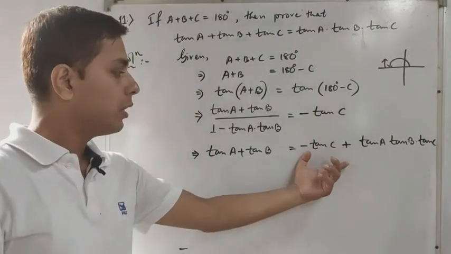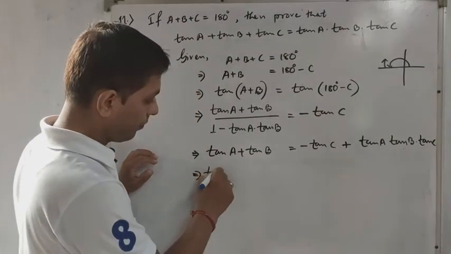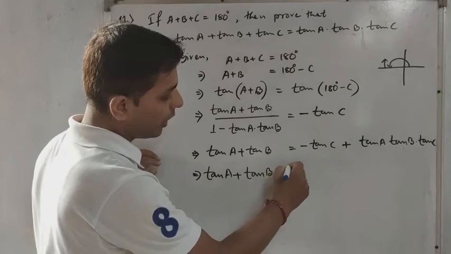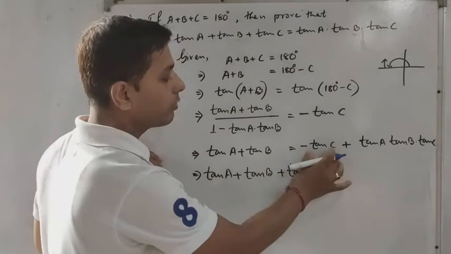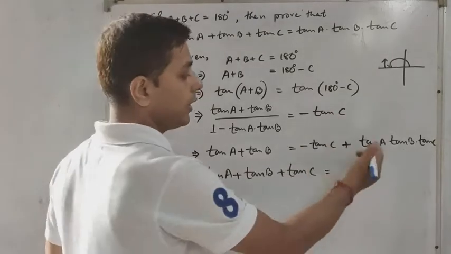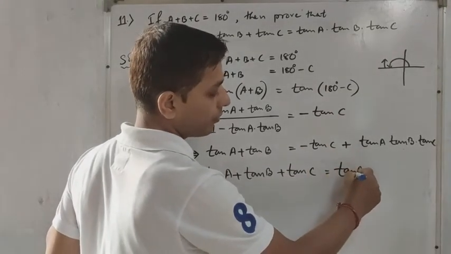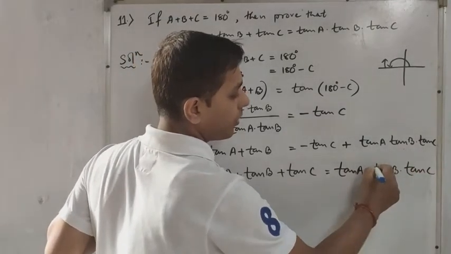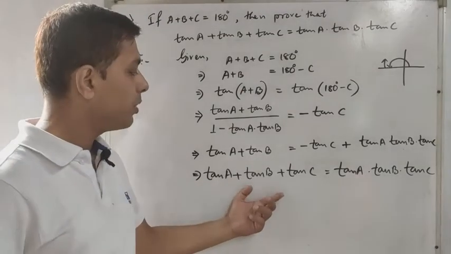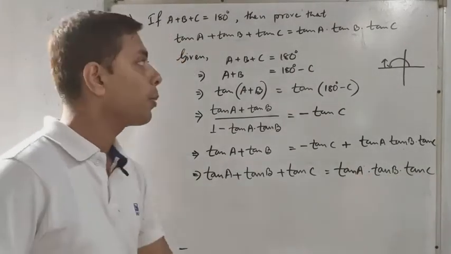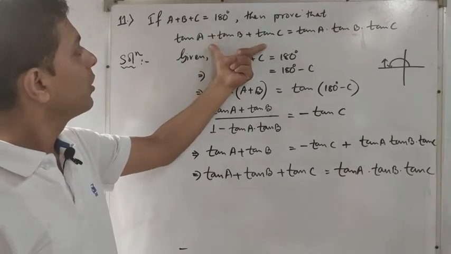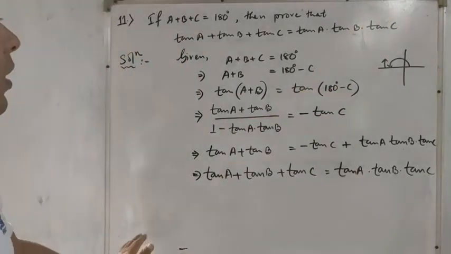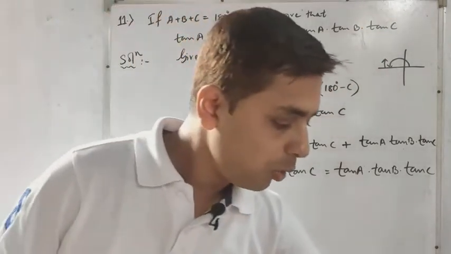Now minus tan C, we shift this side, then it will be tan A plus tan B plus tan C. Negative tan C, when it comes this side, becomes positive tan C, and the other side there will be tan A, tan B and tan C. So tan A plus tan B plus tan C is equal to tan A into tan B into tan C. This is what we had to prove. See how simple the solution is. Hope you have enjoyed the solution.